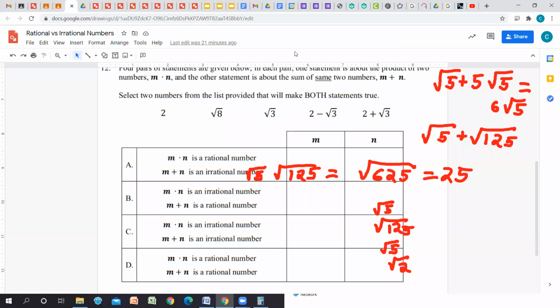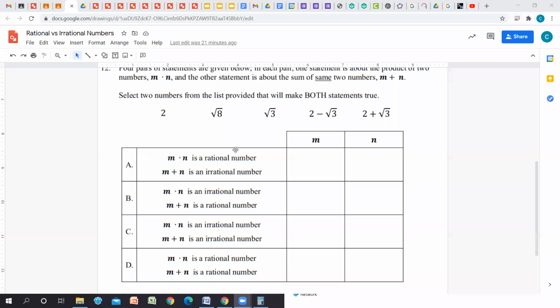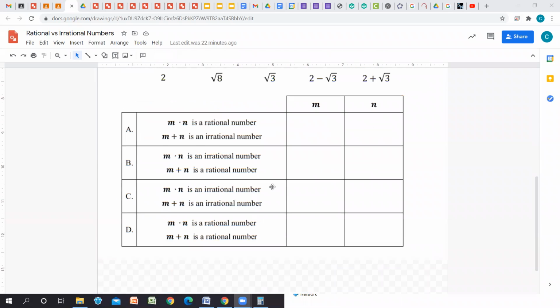So that's similar. You pick 2 numbers and figure out which numbers make a combination like this. And yeah, that's more or less the assignment.